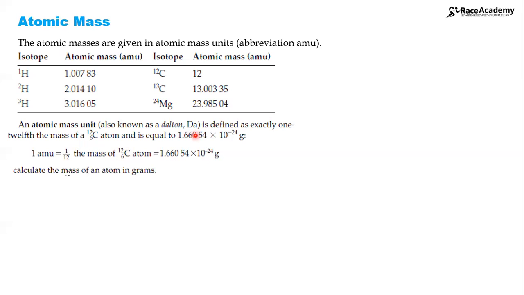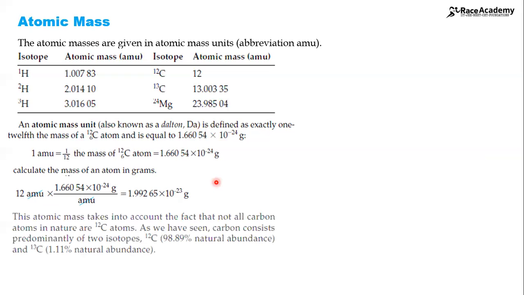Calculate the mass of one atom of this one. That is, the mass of one atom in grams, how to calculate? This is the value we got, 12 AMU, that is for carbon. If you multiply it with this one, that is one atom mass, 1.66054 × 10^-24 grams per AMU, then it is 1.99265 × 10^-23 grams. That is the mass of an atom in grams.